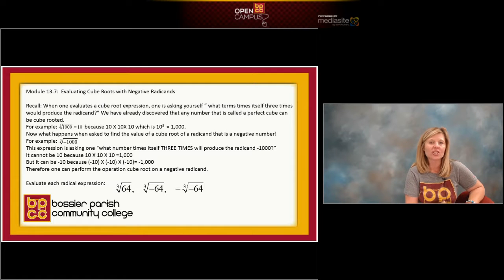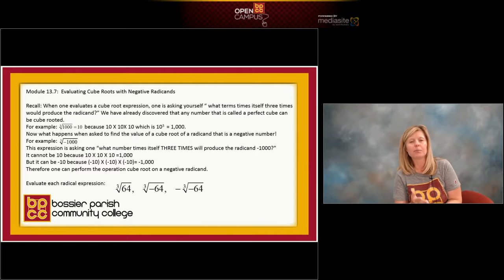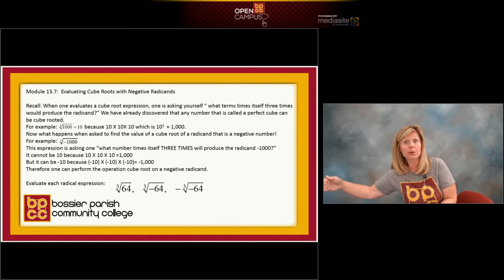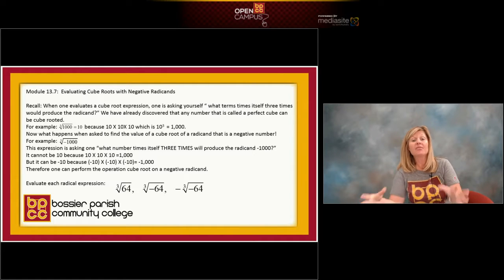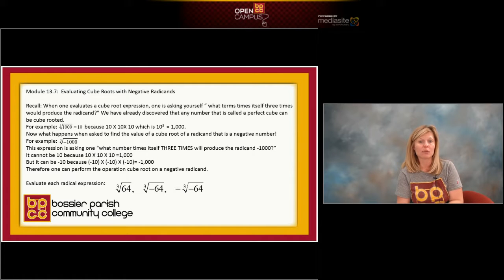Now, let's change that radicand. Instead of making it positive 1,000, let's make it negative 1,000. So, can we work an expression with a cube root if our radicand is negative? So if I have the expression cube root of negative 1,000, again, what does that symbol mean? Cube rooting means I am asking you, give me the number that you can multiply 3 times. So it's got to be the same number that you can multiply 3 times that will now make negative 1,000.